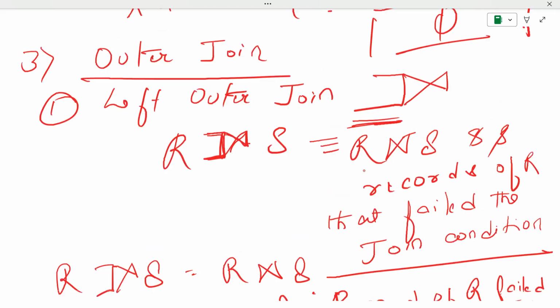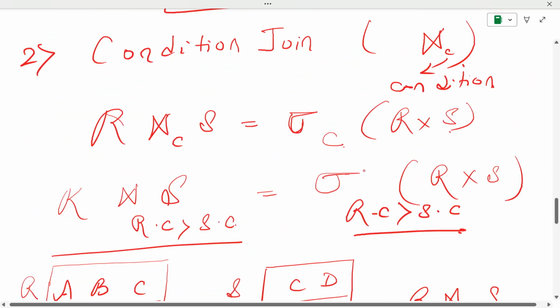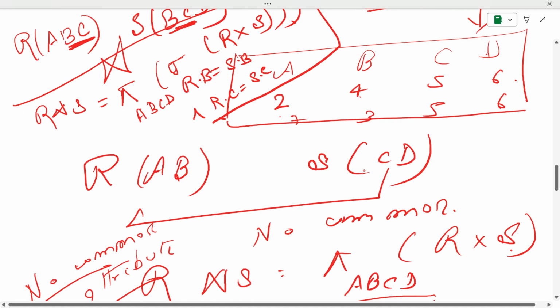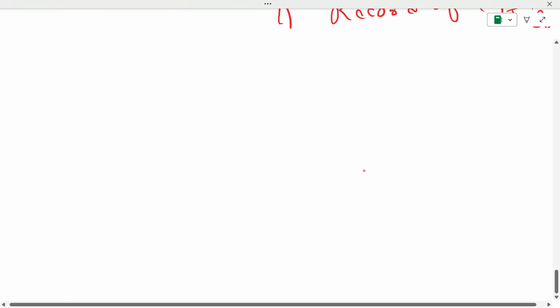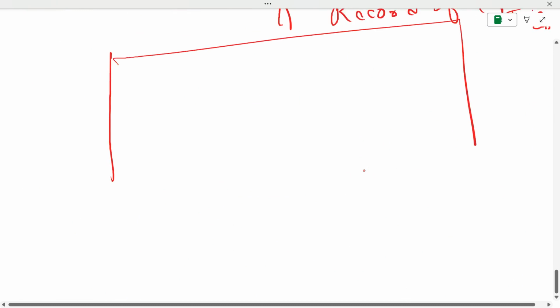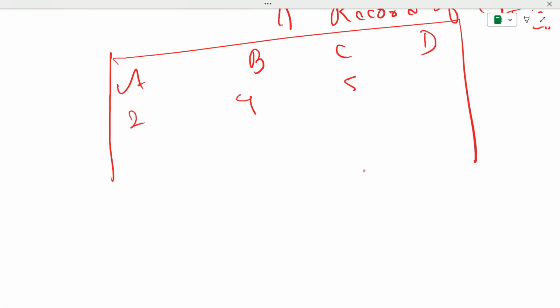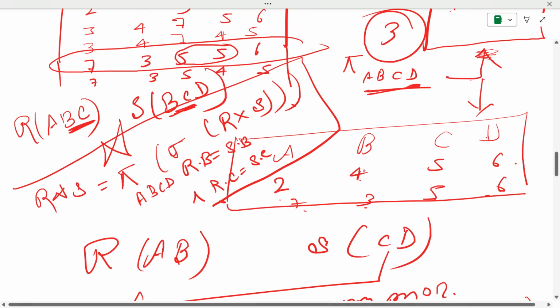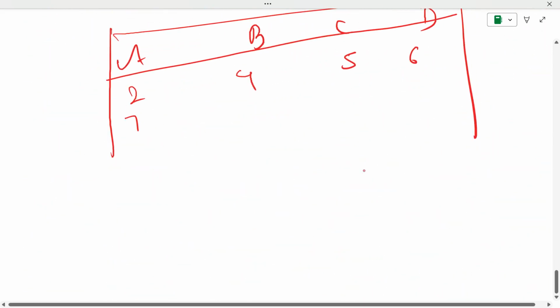Okay, so if you see, we have already done the natural join of R and S, and that does include this part, 2456 and 7356. So it will include A, B, C, D, 2456, and it also includes 7356. So these are the product of natural join.